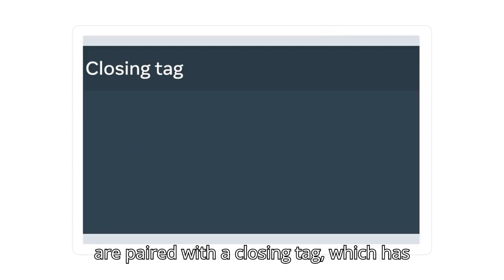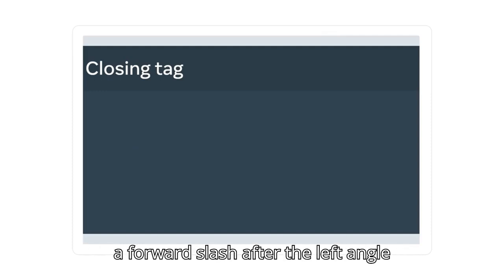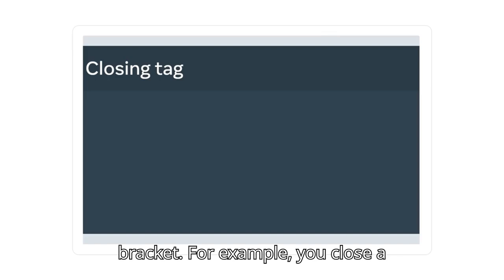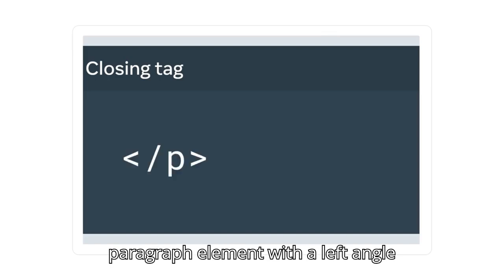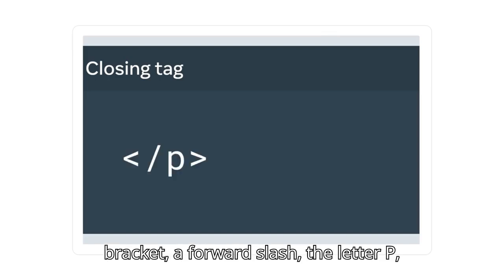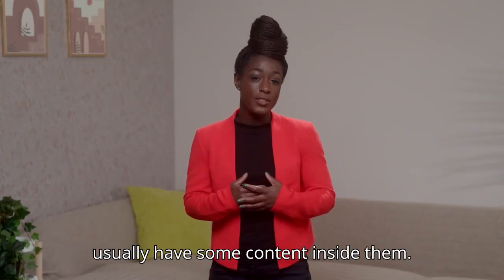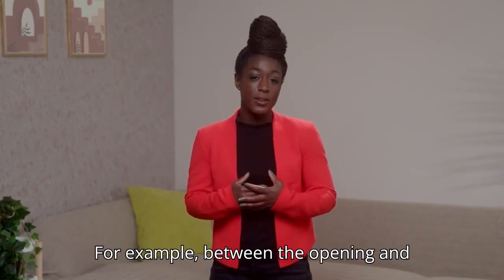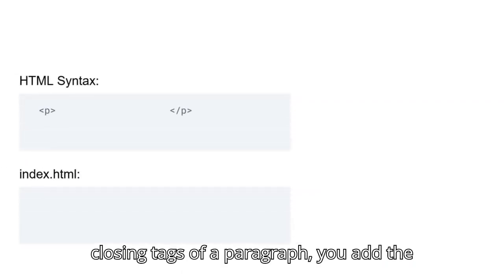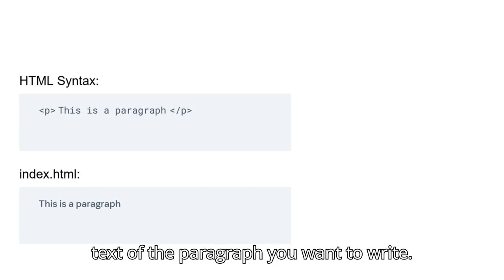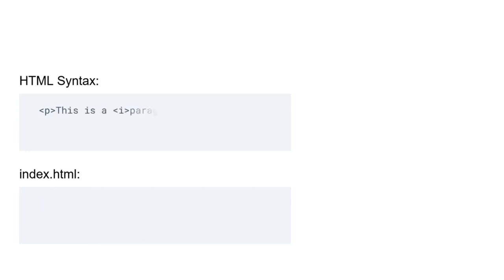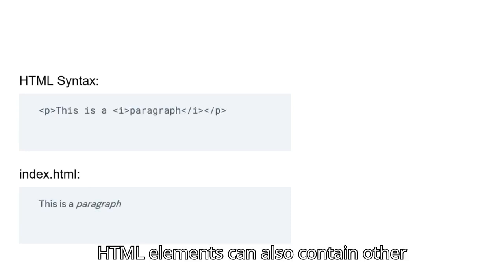Most elements are paired with a closing tag, which has a / after the left angle bracket. For example, you close a paragraph element with a left angle bracket, a /, the letter P, and a right angle bracket. HTML elements usually have some content inside them. For example, between the opening and closing tags of a paragraph, you add the text of the paragraph you want to write. HTML elements can also contain other elements.